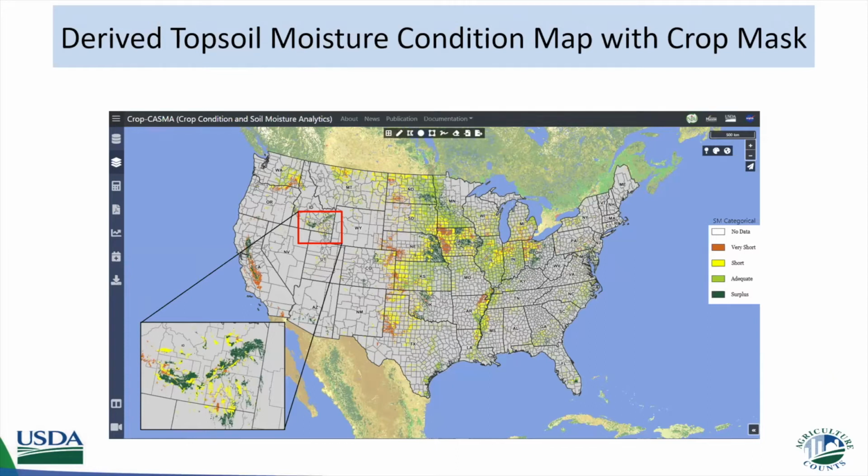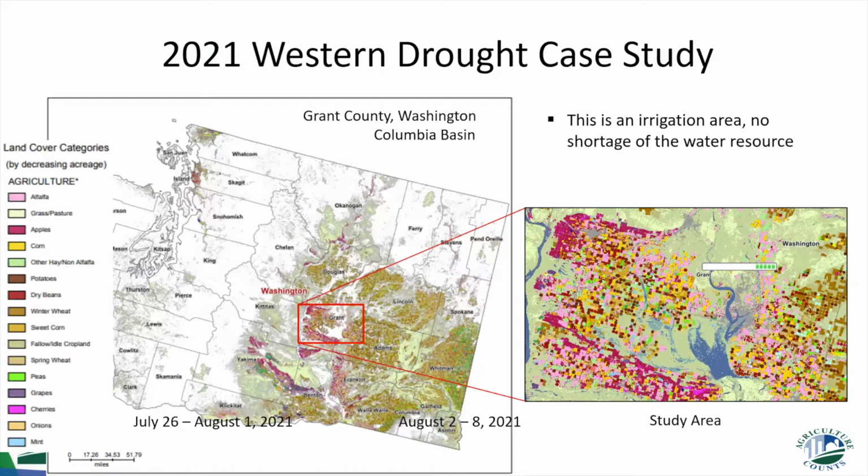So here is a case study based on this data, and we can see how we can analyze the 2021 Western drought. Here the study area I look at is the Columbia Basin in Washington State, Grant County, and this is basically the study area. We see that there is a bunch of crop here.